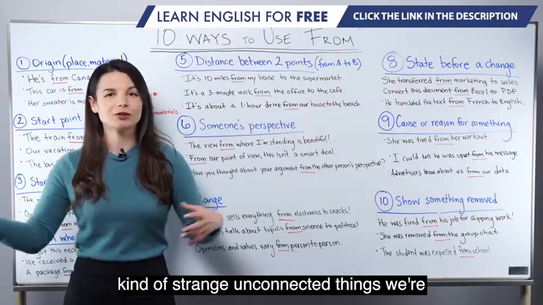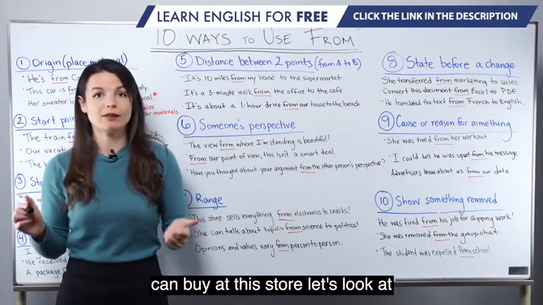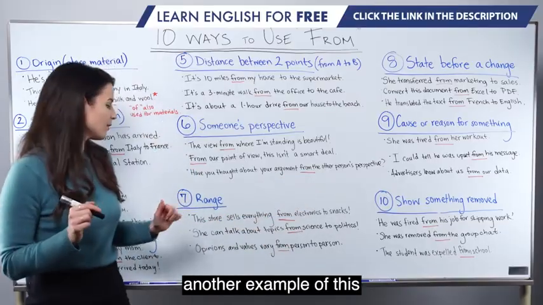By choosing some kind of strange, unconnected things, we're showing the range of possible goods you can buy at this store. Let's look at another example of this.